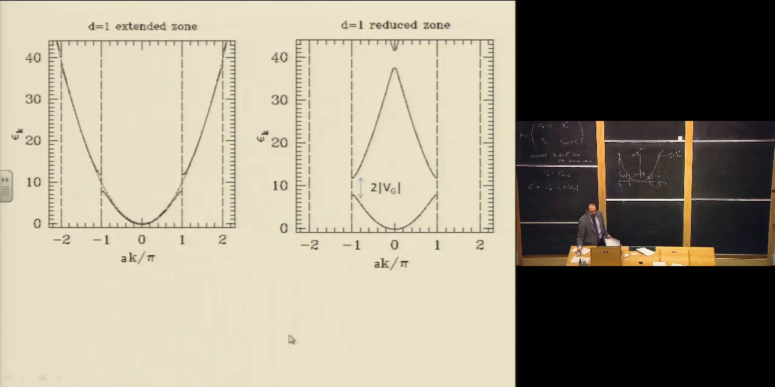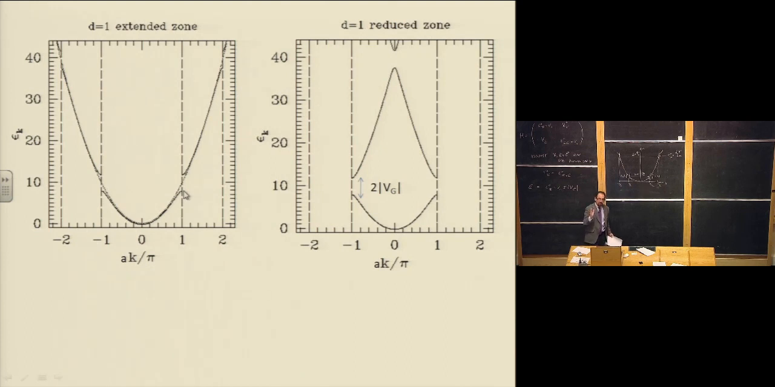So here's the same picture in extended zone scheme. This starts with the bare parabola, the nice free electron parabola. And then when you add the periodic potential, the major effect of the periodic potential is near the Brillouin zone boundary, where it opens up this gap. You notice that the states inside the Brillouin zone boundary get pushed down in energy by a little bit, and they get pushed down more if they're closer to the Brillouin zone boundary.